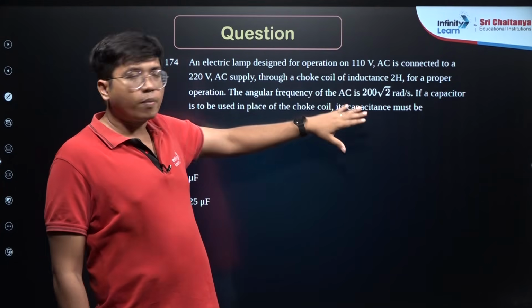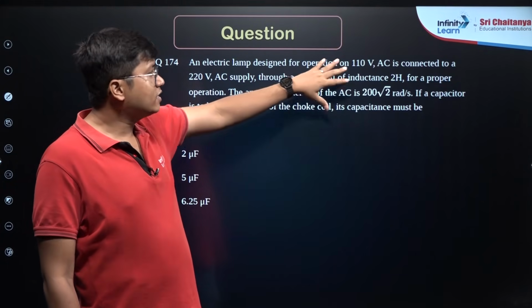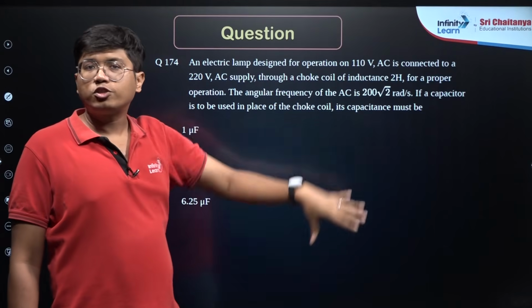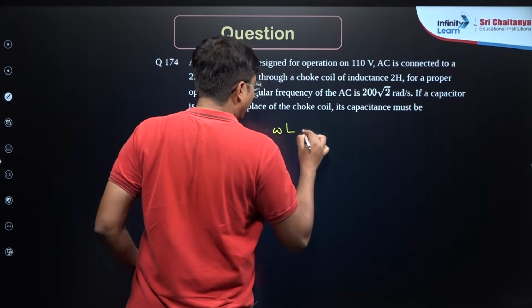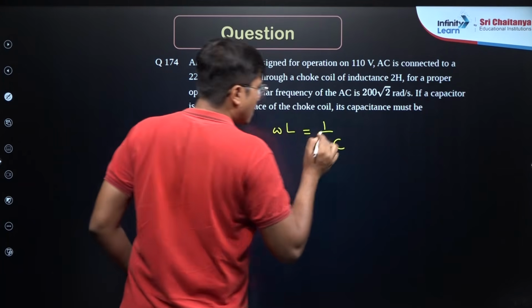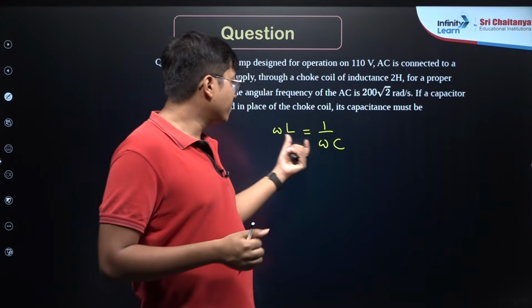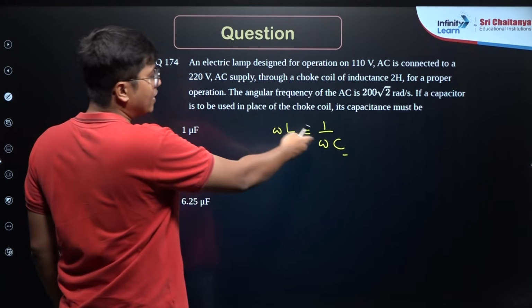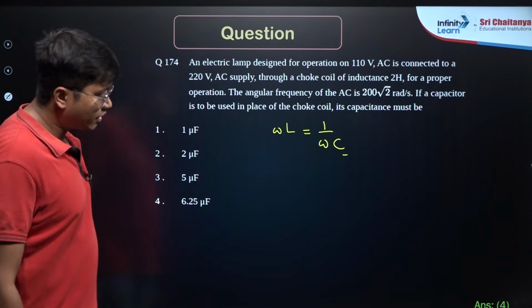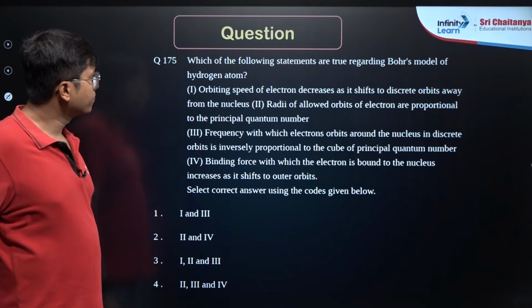So basically if I'm swapping it out, I want whatever reactance the inductance was giving, the capacitance should also give the exact same reactance, which means omega L has to be equal to 1 by omega C. So the inductive reactance should be equal to the capacitive reactance. The omega value is given to you, L is given to you, you can solve for C. I think you'll get option 4.